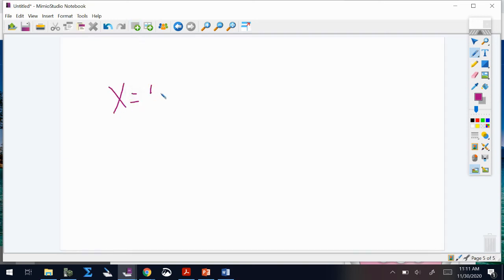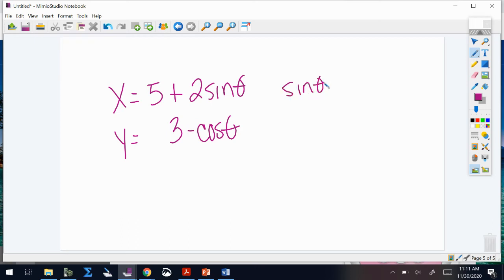I also saw one that looked like this. So x equals 5 plus 2 sine theta, and y equals 3 minus cosine theta. And the same thing, the directions would say eliminate the parameter, get it in terms of a Cartesian form. So we're going to rewrite sine. I'm going to subtract 5 and divide by 2. So I get x minus 5 over 2 is what sine of theta is equal to. And then cosine, if I add cosine to the other side and then subtract y, I get 3 minus y.